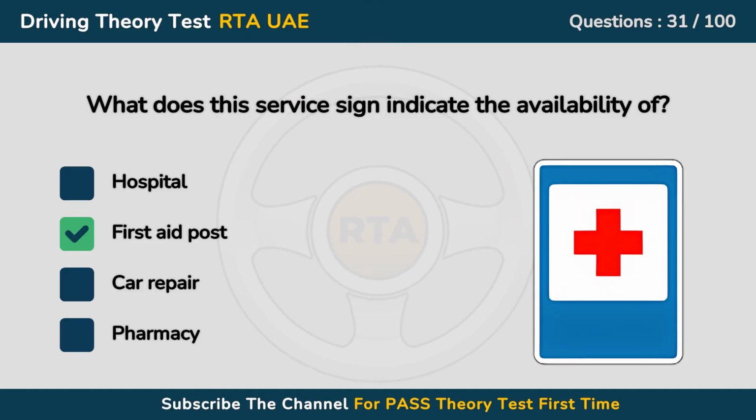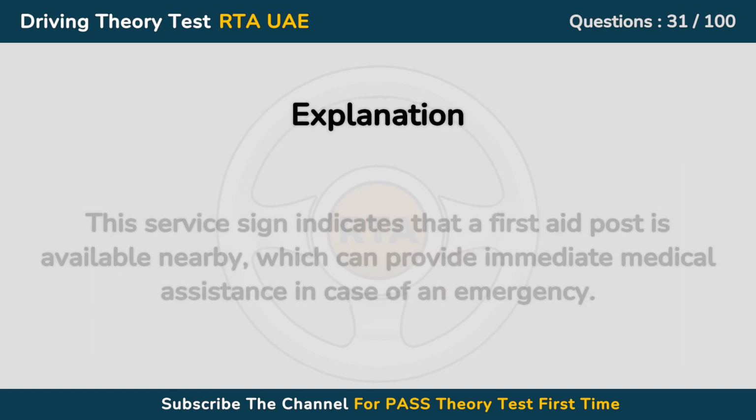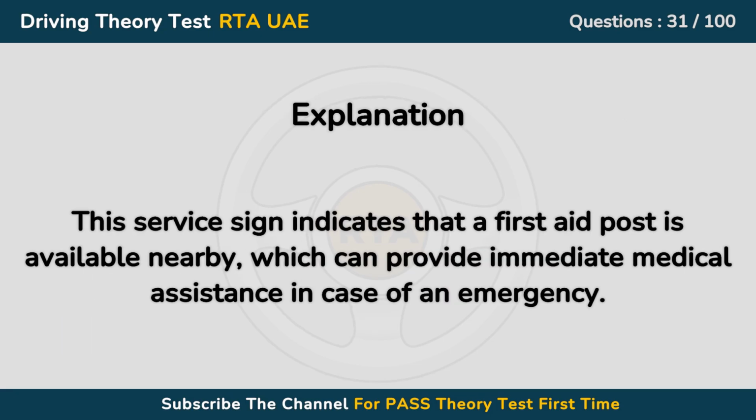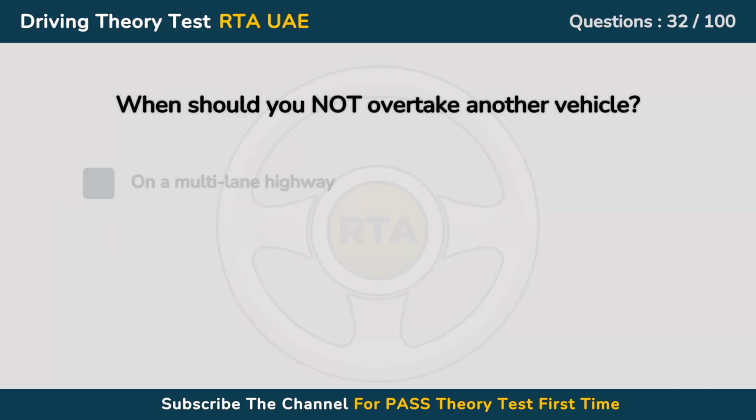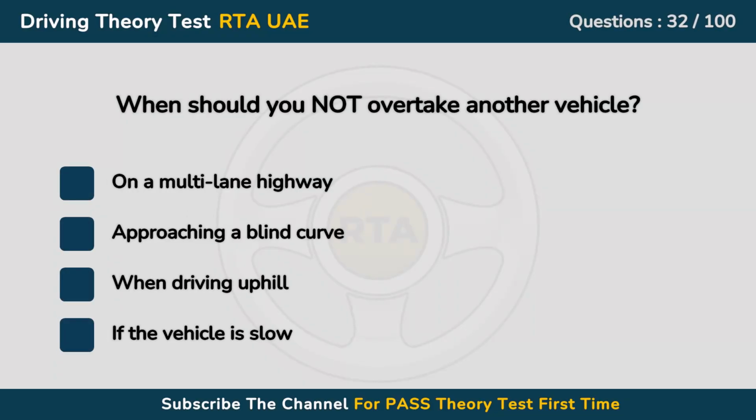Answer is B. First aid post. This service sign indicates that a first aid post is available nearby, which can provide immediate medical assistance in case of an emergency. Question 32. When should you not overtake another vehicle?